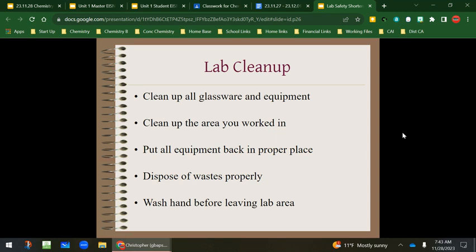Dispose of waste properly. A lot of our waste can go down the drain. What you're doing today can go down the drain. What we're doing a week from now may not be able to. And I may have containers out in the middle where you have to take your things and put them in there. Because then I have to dispose of them properly.